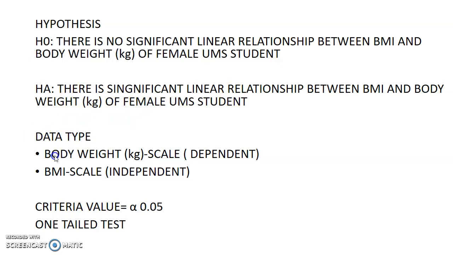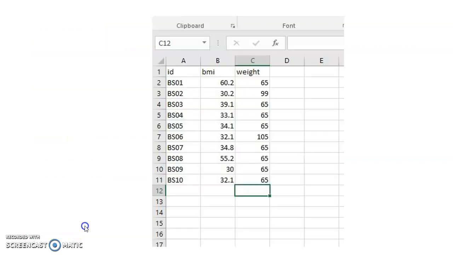Data type. The data types in this experiment: body weight in kilogram is scale and dependent, and BMI is scale and independent. The criteria is alpha 0.05. This experiment is a one tail test.